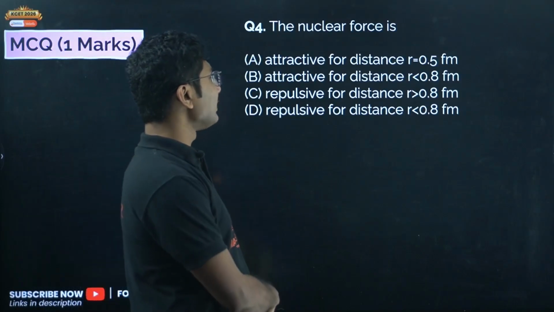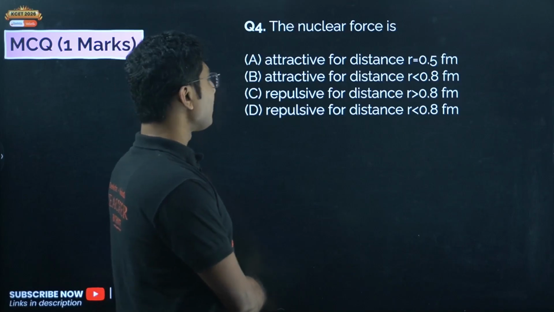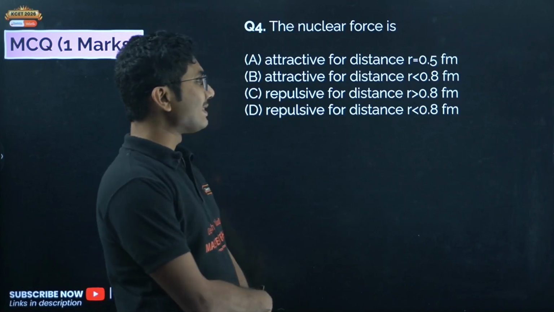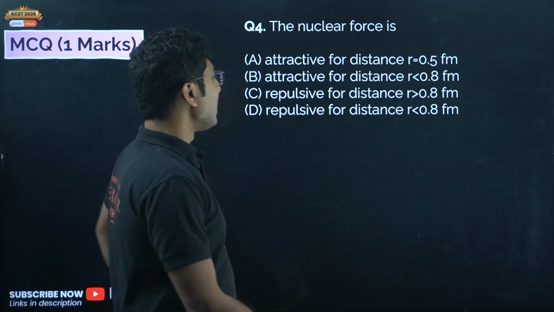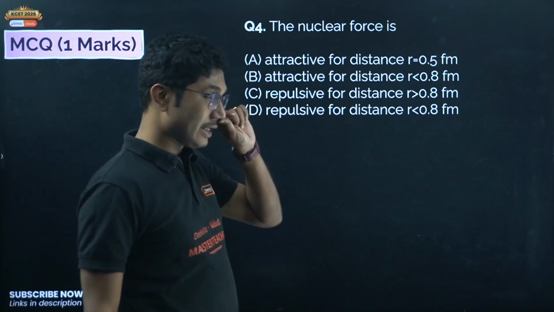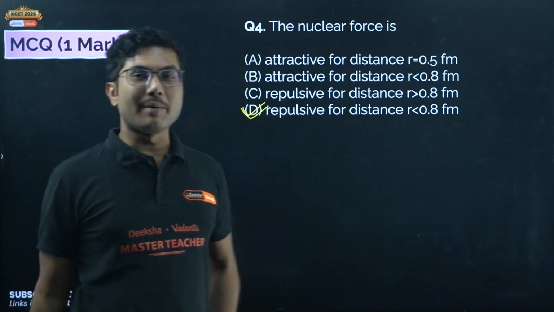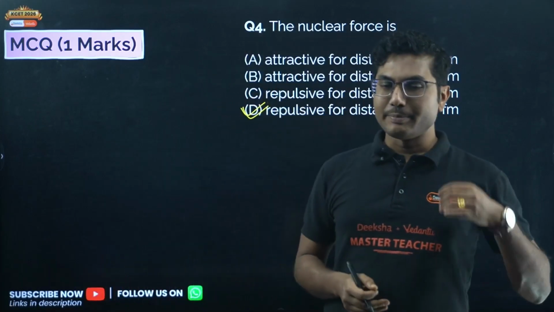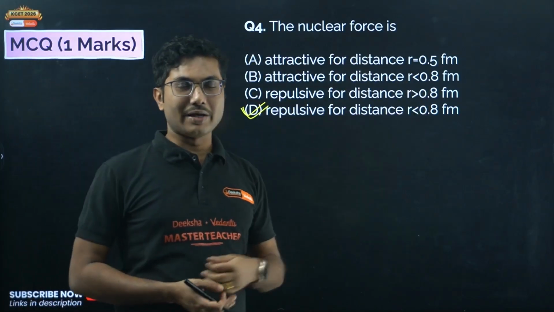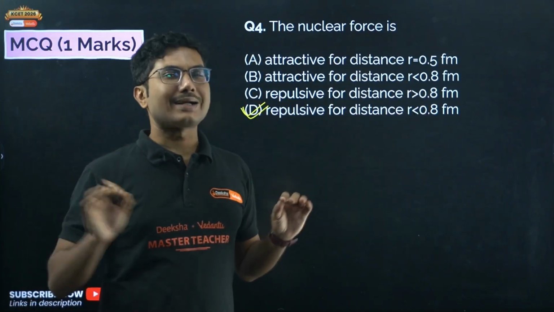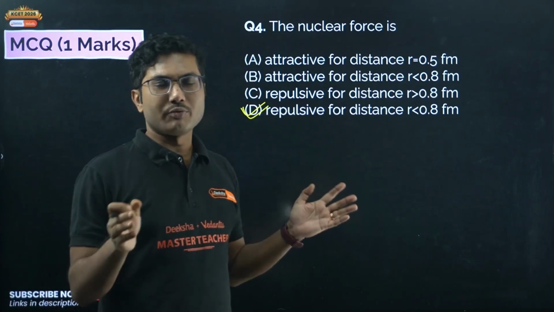The nuclear force is attractive for distance equal to 0.5 fermi; attractive for distances less than 0.8 fermi; repulsive for distance greater than 0.8 fermi; repulsive for distance less than 0.8 fermi. Remember that the nuclear force is repulsive up to 0.8 fermi and becomes attractive from 0.8 towards higher values. 0.8 to 2.2 fermi is the range where the nuclear force is active. Beyond 2.2 the nuclear force becomes 0.